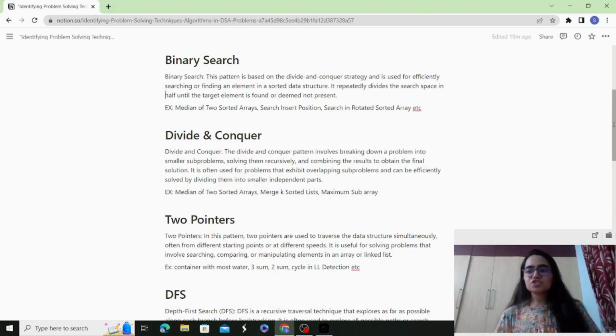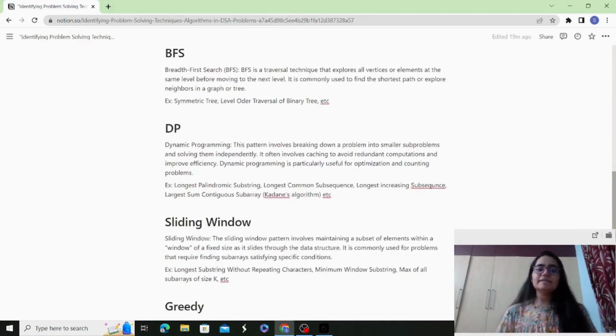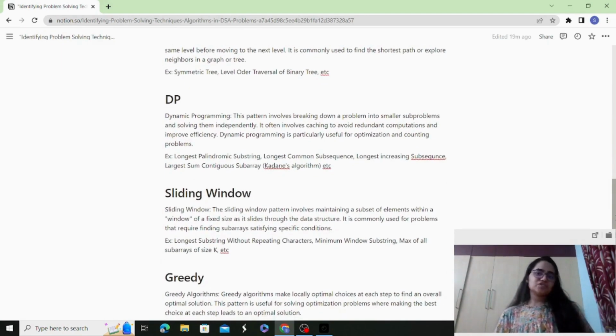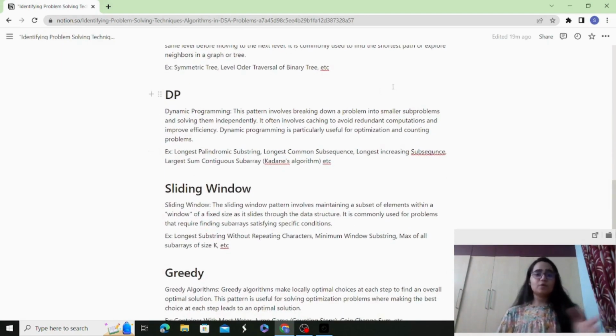Coming to the next approach, which is DP, which is very, very important for any kind of interviews you face, or even in data structures and algorithms. Dynamic programming is one important technique. So what is dynamic programming? It is a pattern which involves breaking down a problem into smaller sub-problems and solving them independently. You would see various problems of dynamic programming. There are basically two approaches in dynamic programming, that is memoization, or caching, and tabulation. These two techniques are something that you have to practice.